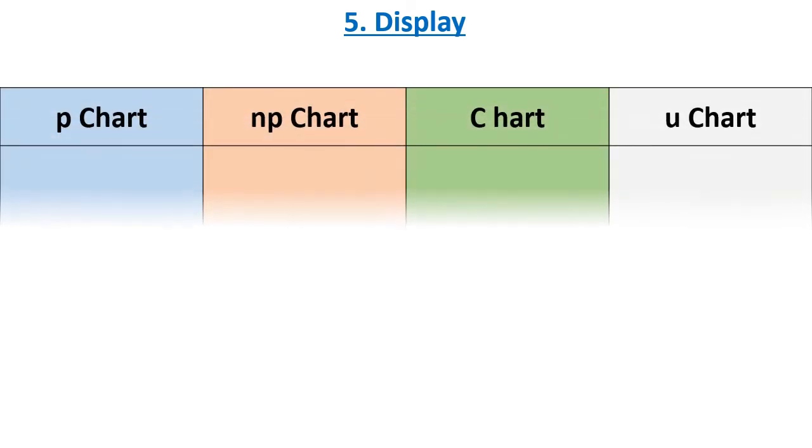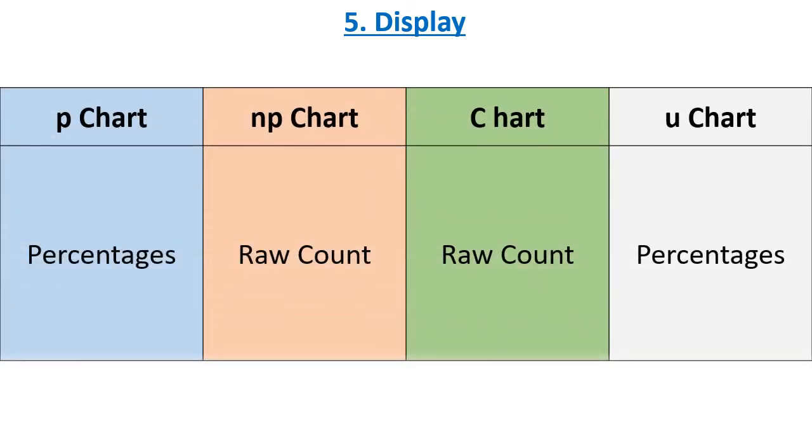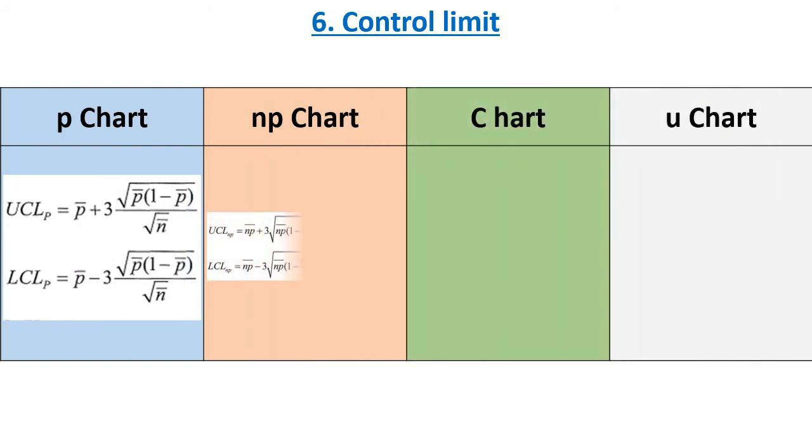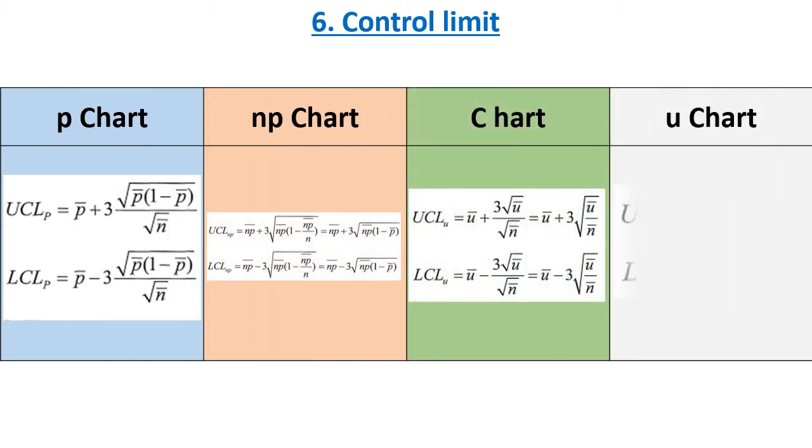Fifth difference is data display form. P and U charts show data in percentage, whereas NP and C charts show data in raw count. Sixth difference is the control limit. As you see on the screen, each chart has different average lines, so the control limits are also different.